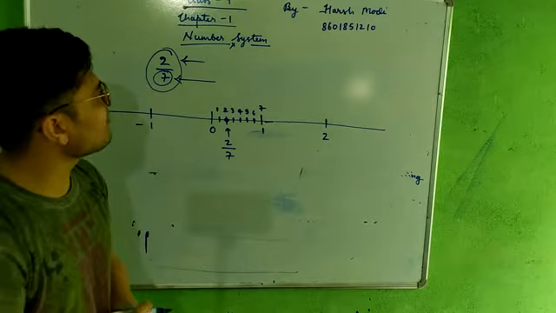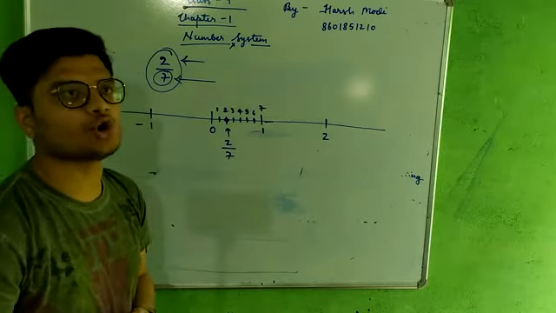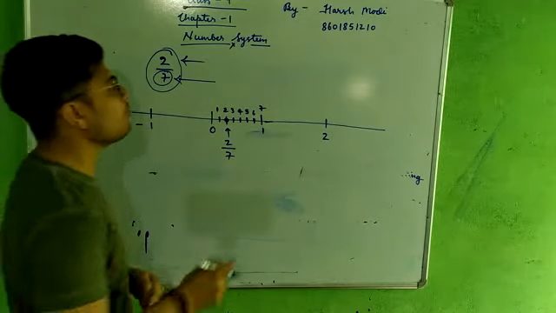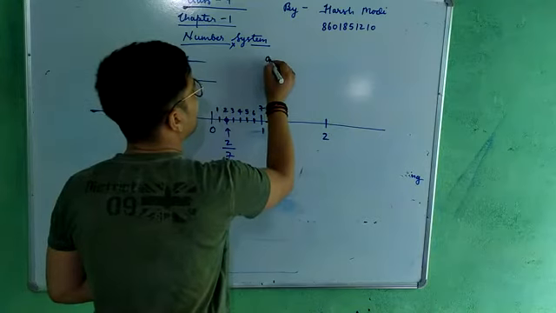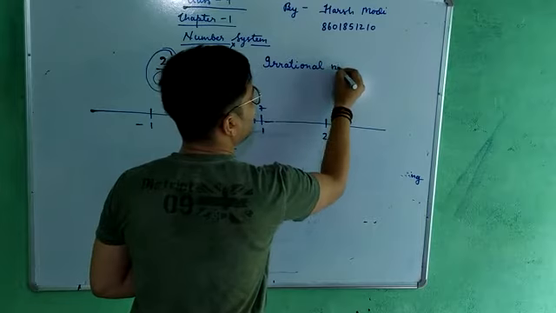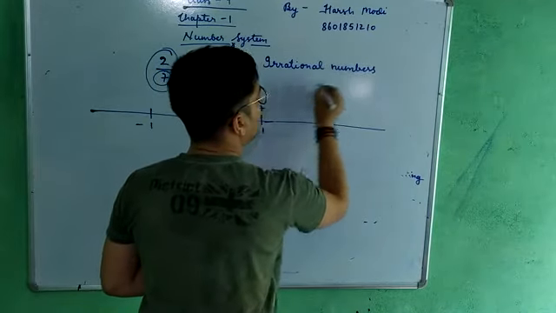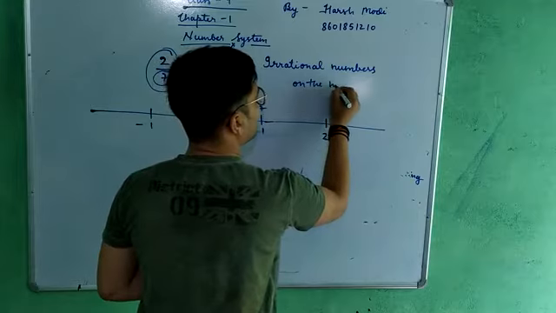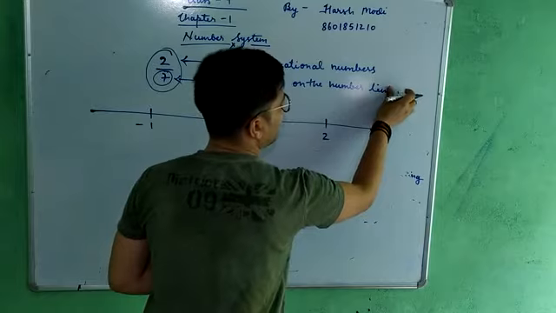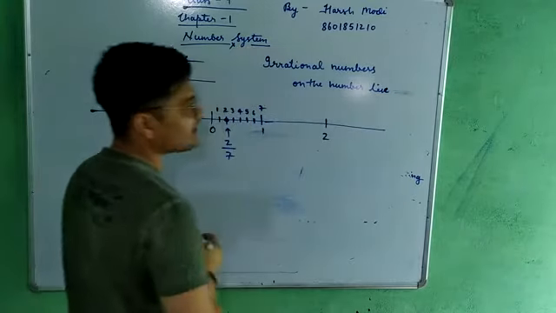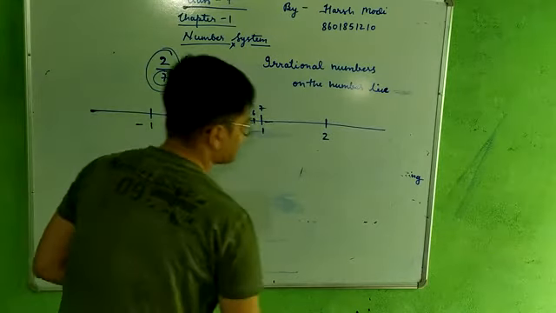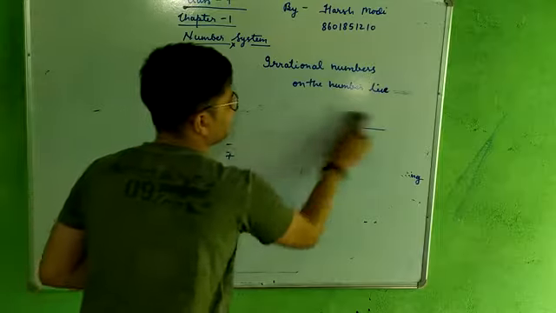So in this manner we are locating the rational numbers on the number line. But now the question is, how are we going to locate the irrational numbers on the number line? We have some ways to locate the irrational numbers on a number line. First of all, we will consider this way, which is very easy to understand.